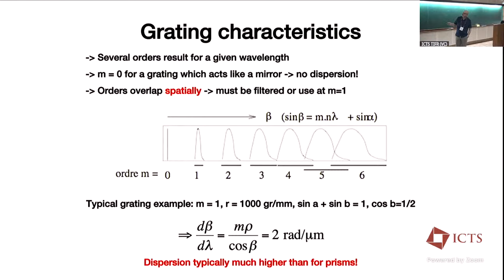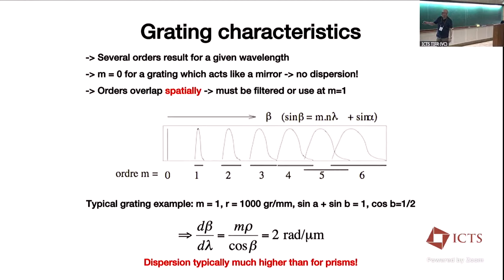So if you look at the output angle beta, you will have again, for one given wavelength, several solutions. One given wavelength will interfere at different orders. But that's not very interesting for us. We would like to have all the light going in one given direction, at least for one wavelength. I come back to this on the next slide.